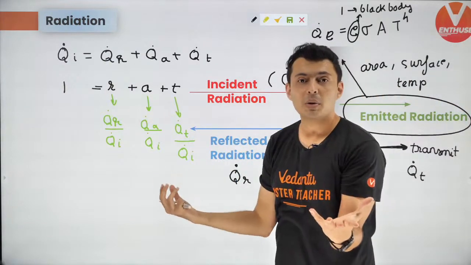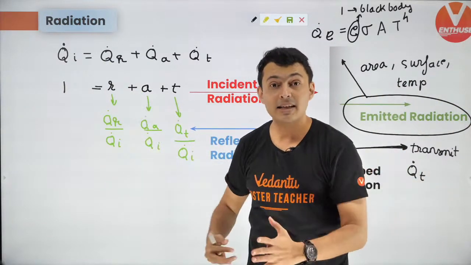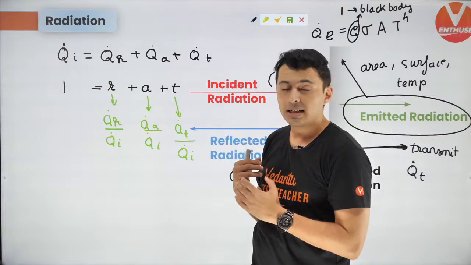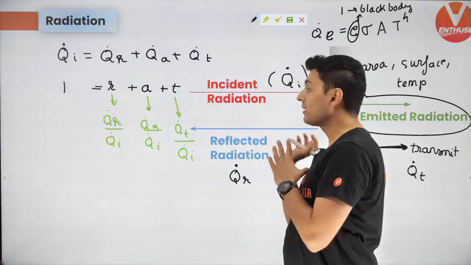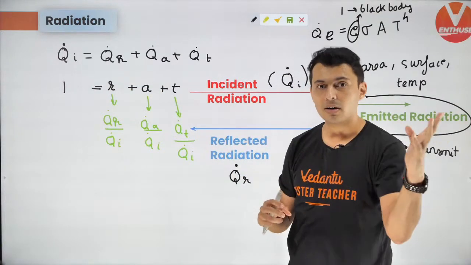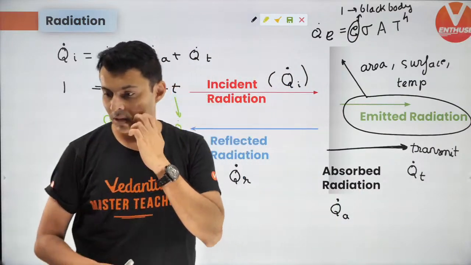Everything around you will also emit radiation. At the same time, things will be falling on it. So whatever falls on it will be either reflected, absorbed, or transmitted. That's how it is.